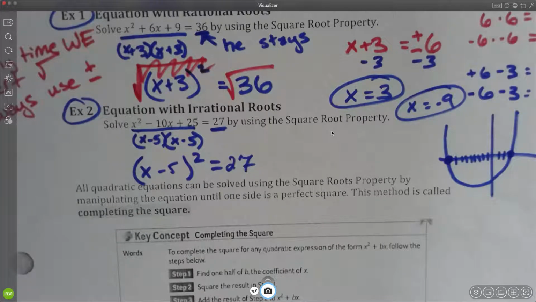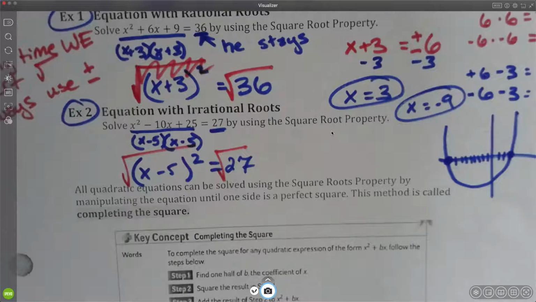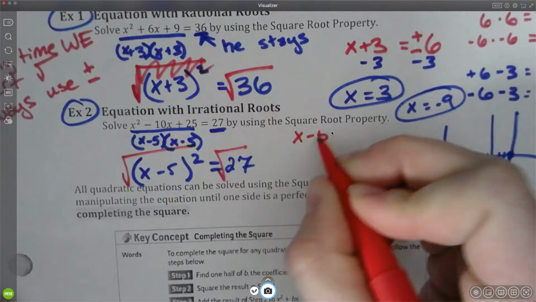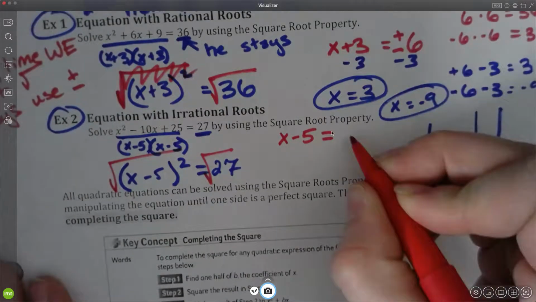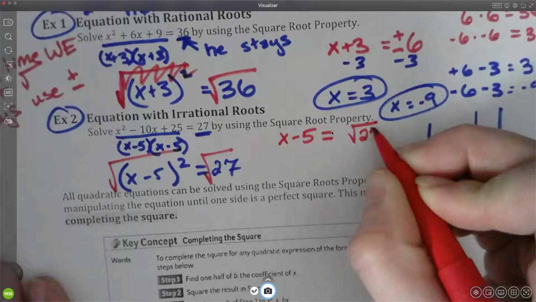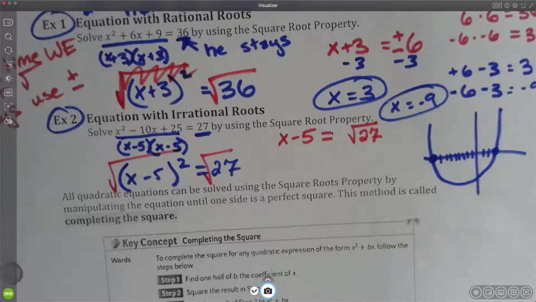Now, to get rid of the square, we have to take the square root. So, when we take the square root of x minus 5 squared, x minus 5 pops out. And the square root of 27, does that come out nicely? No, so we're going to leave it as the square root of 27. We can probably break it down, but we're not going to for now. Are we going to put plus and minus? Yes, that's what we need.